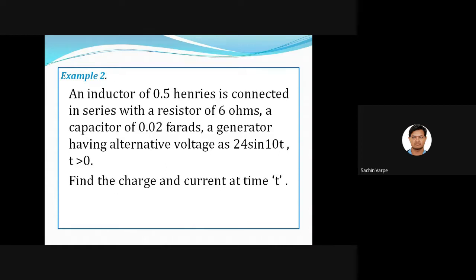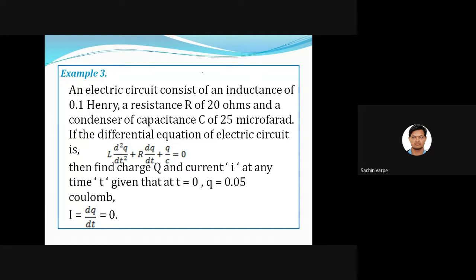And this is the example we have just seen. Then you can see the third example. An electric circuit consists of an inductance of 0.1 Henry, resistance of 20 ohms, and a condenser of capacitance 25 microfarad. Here the differential equation is also given, isn't it? So we don't need to do the mathematical modelling. The mathematical model is given to us. Sometimes it is given, sometimes not, so we should always be ready for the worst case. It is actually not difficult either, right? We can easily get the differential equation with the help of Kirchhoff's law.